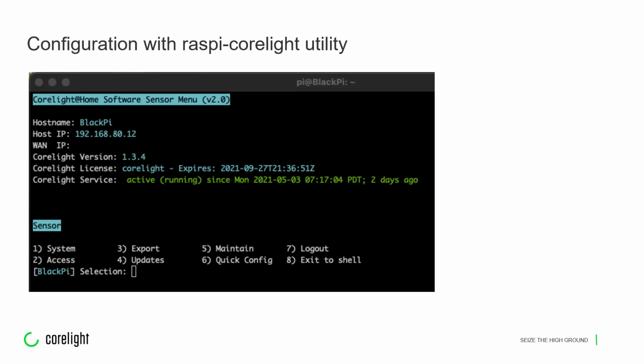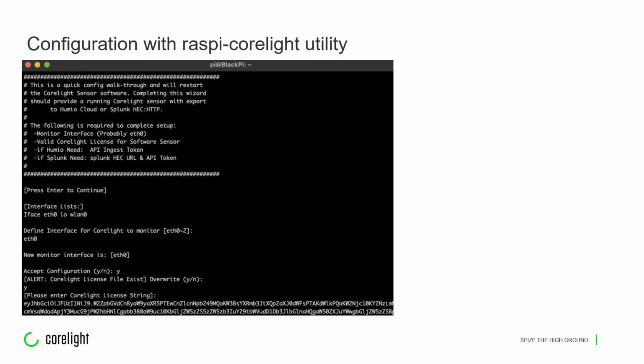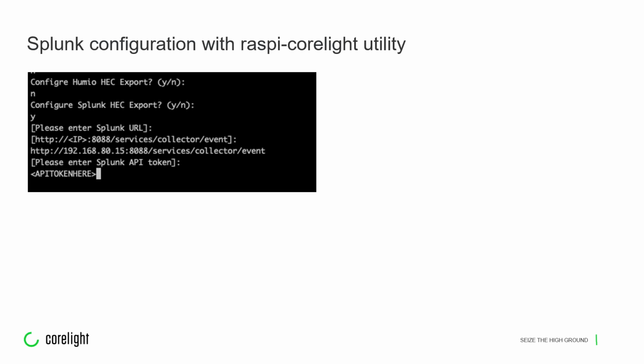So we've got this quick config utility that will run through all of the major pieces to it. The standard installations of Raspbian are 32-bit, so the first step is going to be to upgrade the kernel to 64-bit, but that is all handled by the script. You can then define what interface you want to listen on, which should be ETH0. Apply your license file and configure export.